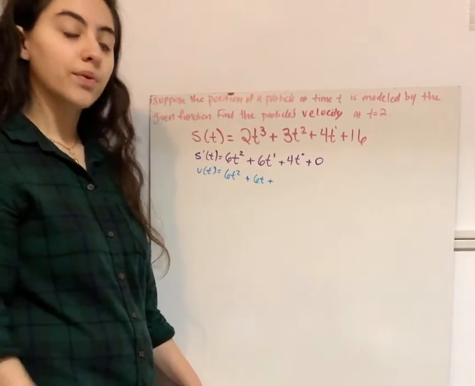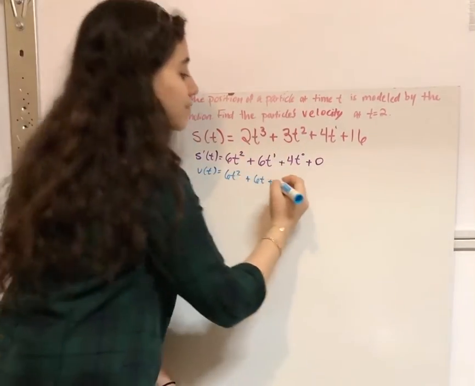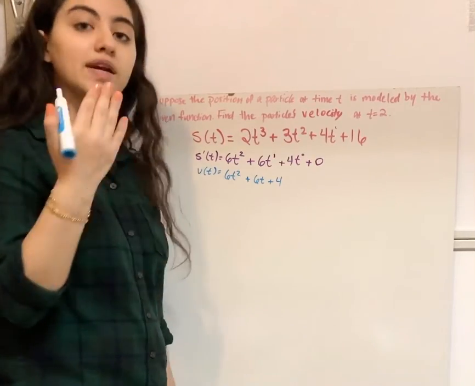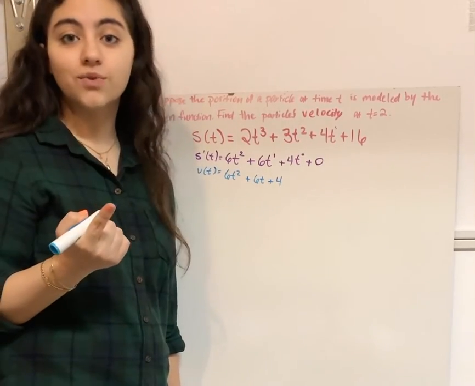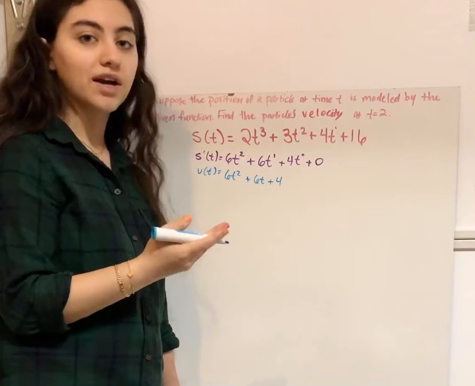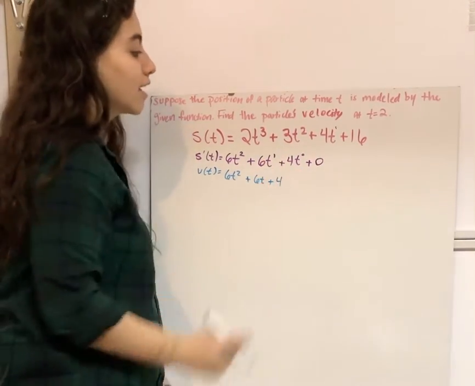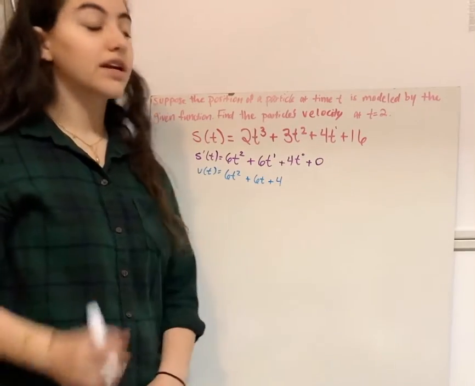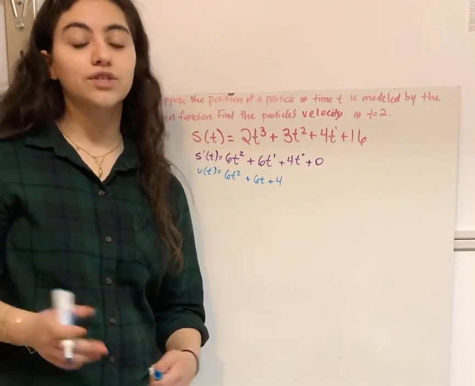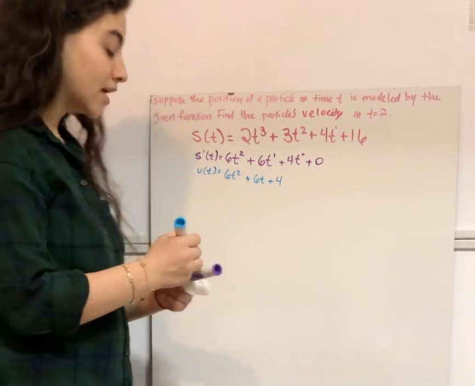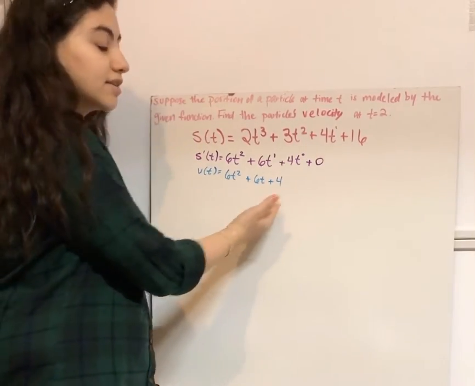Moving on, we have 4t to the power of 0. We write the 4, but any variable raised to the power of 0 is actually just 1, and 4 times 1 is 4, so we won't have to write any variable here. Moving on to our constant, when it got derived, it became 0, which means we don't have to write it because it doesn't give us value. So now we've achieved our velocity function.